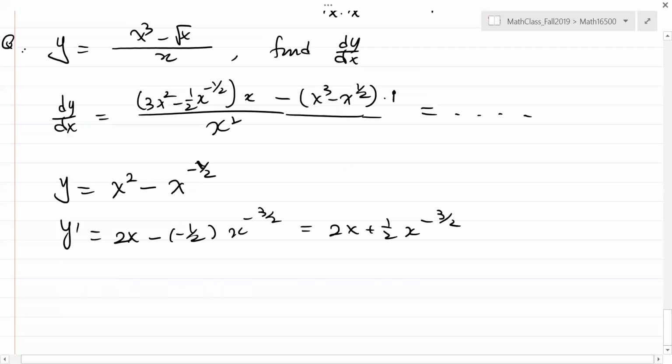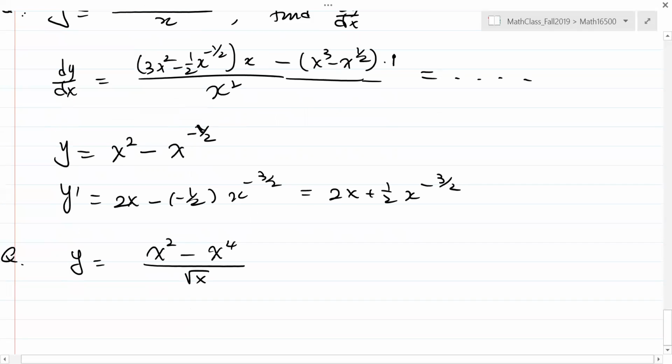And I can make the problem in many different ways. Like, for example, a square root of x, right? And x squared minus, for example, minus x to the 4th power. Okay.